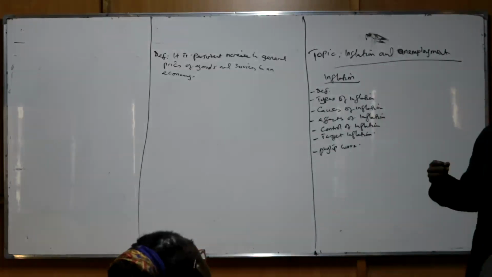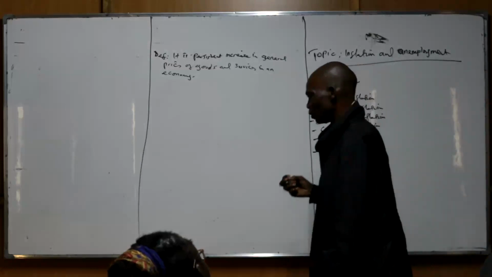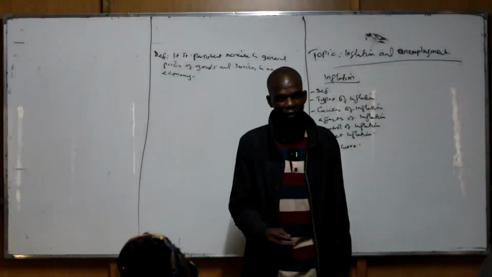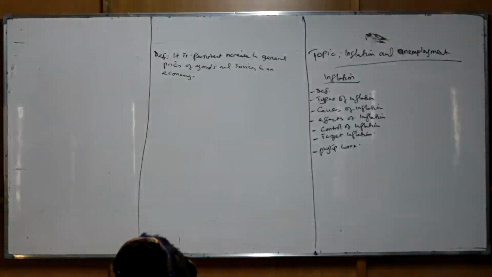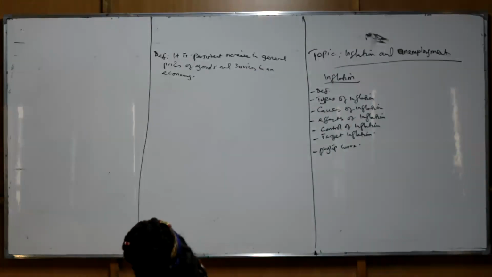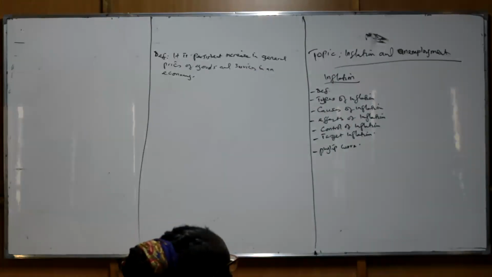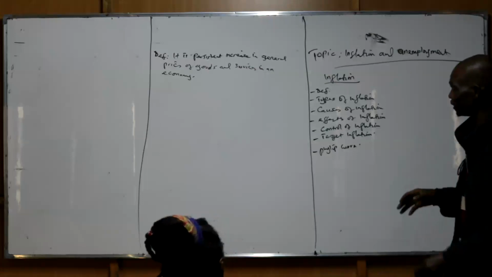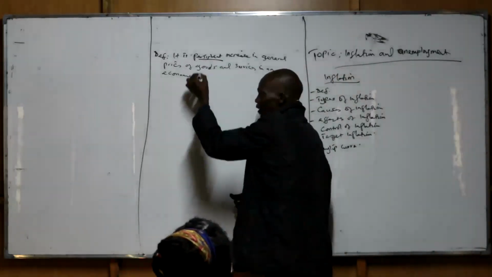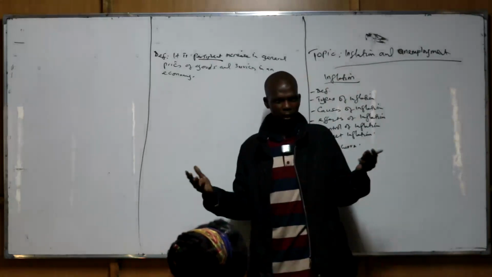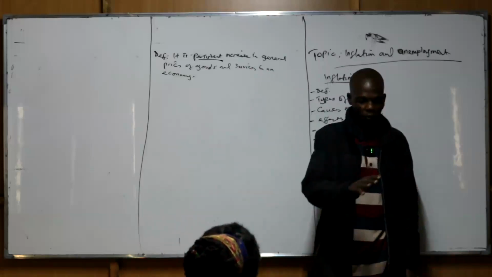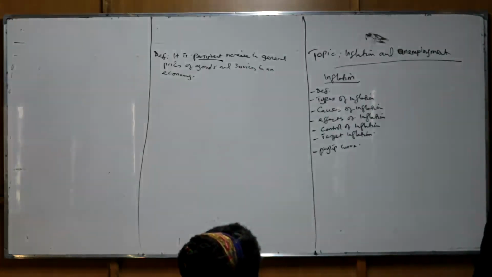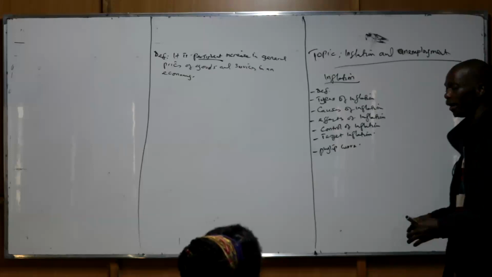So you cannot have a scenario whereby only the price of milk is increasing and then you say there's inflation. That's not inflation. Inflation is also persistent. If there's a shortage today and the price goes up, but tomorrow the price goes down, that's not inflation. So there should be a persistent increase in general prices of goods and services in the economy. That's why we say there's inflation.